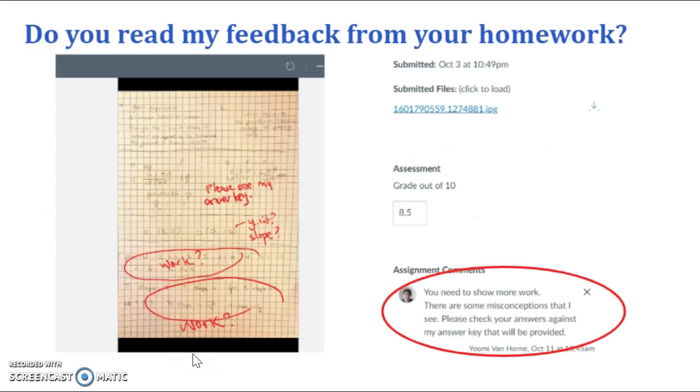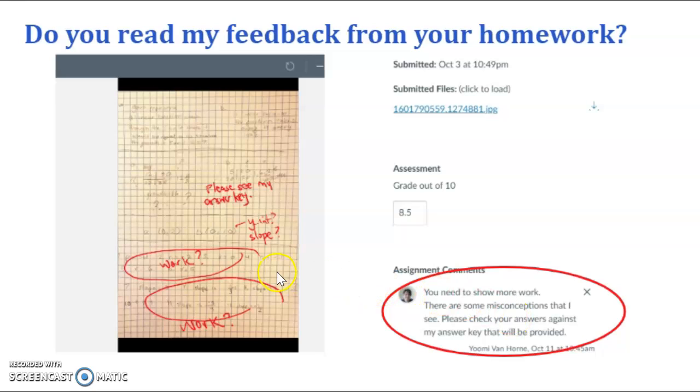Also, do you read my feedback from your homework? What I am finding is that I make the same feedback and it doesn't seem to make any difference. So I'm wondering if you're actually reading it. When I am grading your homework, I usually make annotations if there are any corrections to be made or any major misconceptions, or in this student's case, he's not showing much work. If that is the case, I am going to annotate it as well as leave some feedback saying, hey, you need to show more work, or there are some misconceptions that I see. Please check your answers against my answer key that will be provided. There is feedback here for you to make any changes.